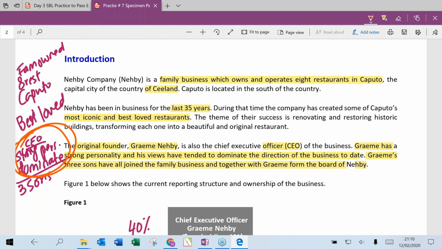Okay, so this tells us that our leader is an old guy. He's a dad, 35 years into the business. He actually was the founding member, so I'm pretty sure he's very passionate about the business. He's got a strong personality, and he tries to dominate the board. Of course, the board is his sons, so he will naturally try to dominate the board. Okay, that's power structure. Organizational structure.